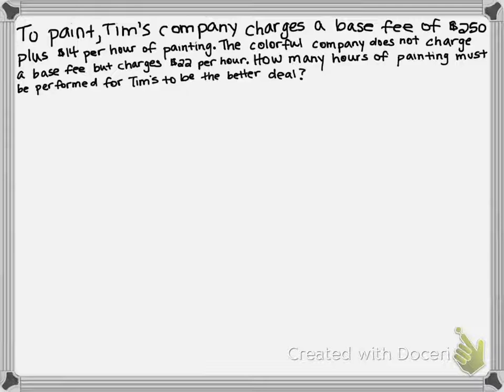So that's what we want to find out. So I know that at some point they'll have the same price. So Tim's company, $250 plus 14 per hour. I just put an H to represent the number of hours. And the colorful company, $22 per hour. So at some point they have to be equal, and then past that point Tim's is cheaper.